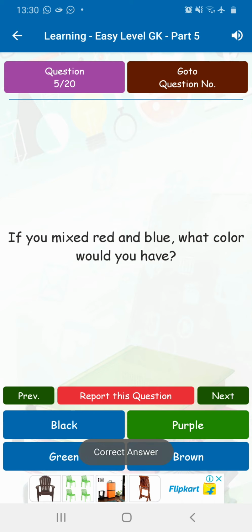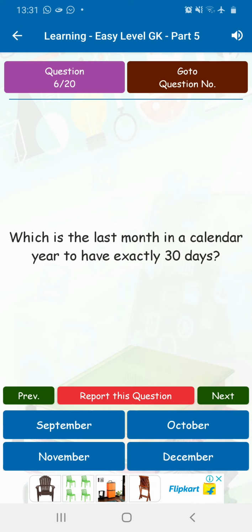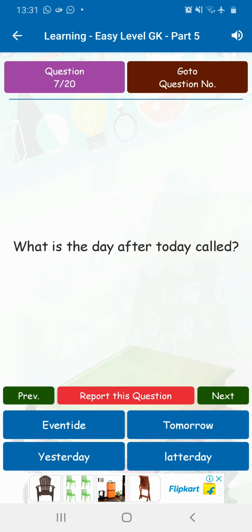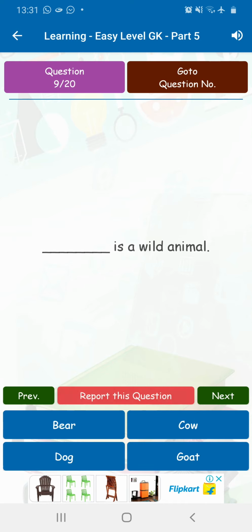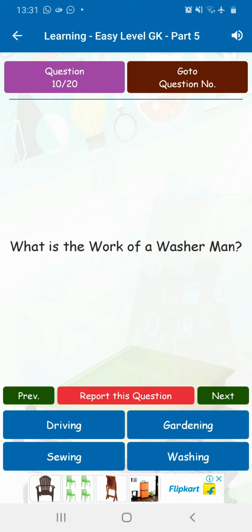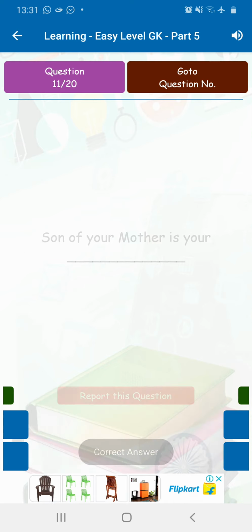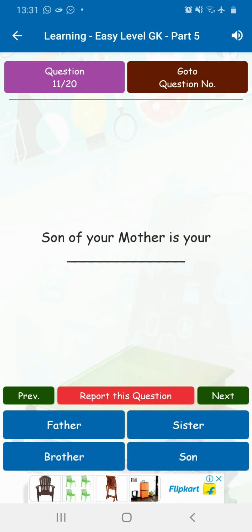If you mixed red and blue, what color would you have? Of course, purple. Which is the last month in a calendar year to have exactly today? November. What is the day after today called? Why did I press yesterday? Don't ask me, I don't know. Which of the following is exclusively a winter dress? Okay, coat. That is a wild animal. B. What is the work of a washerman? Washing. Okay. Son of your mother is your brother.